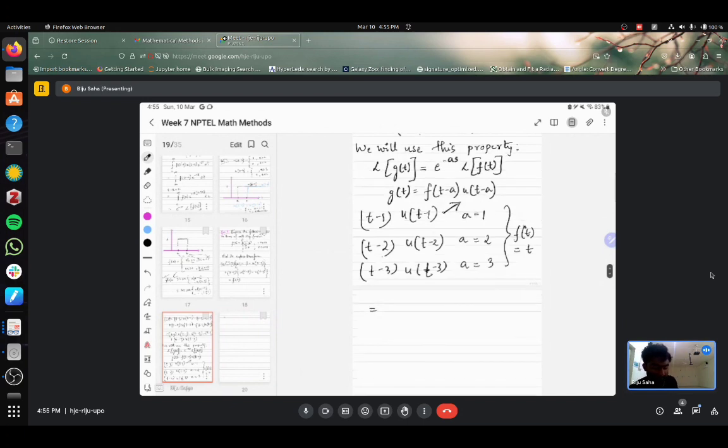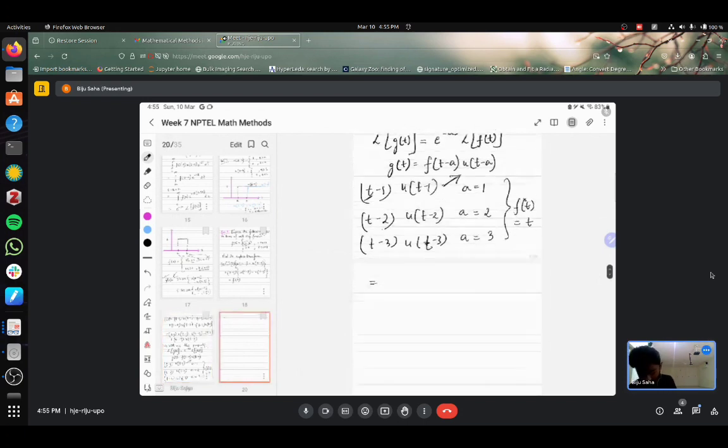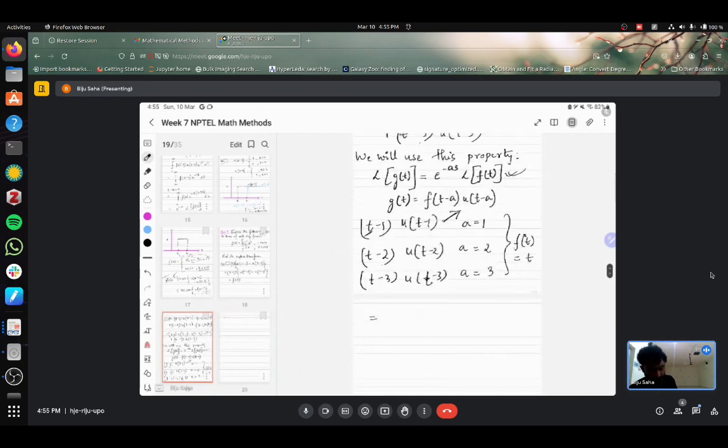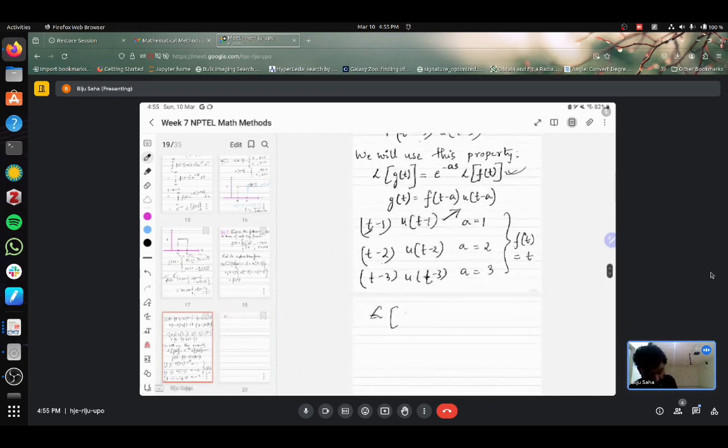So f(t) is t here basically. You're replacing t with t minus 1, then it is becoming t minus 1 here. So f(t) is equal to t. From this formula, the Laplace transform of f(t) is something you need to know. So the Laplace transform of t is 1 by s square.